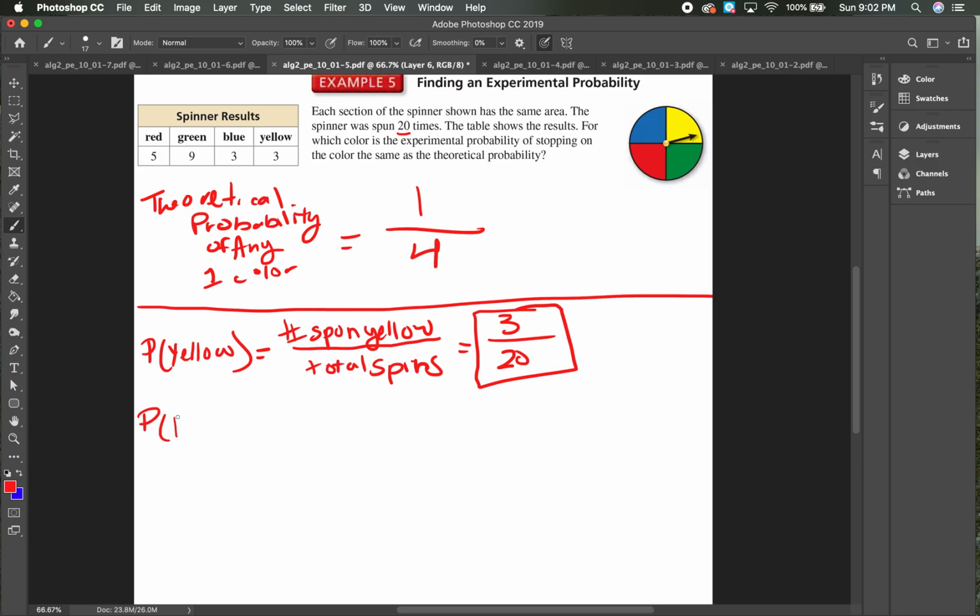Let's try probability of landing on blue. Well, that is also going to be the number of times spun and lands on blue, over total spins. That one's also 3 over 20.